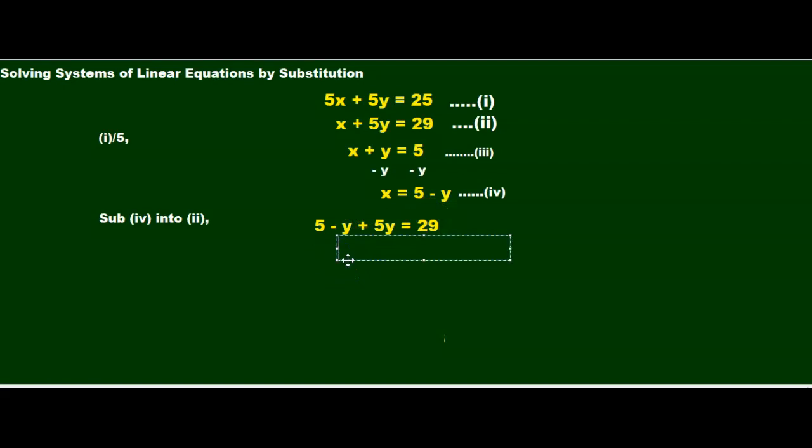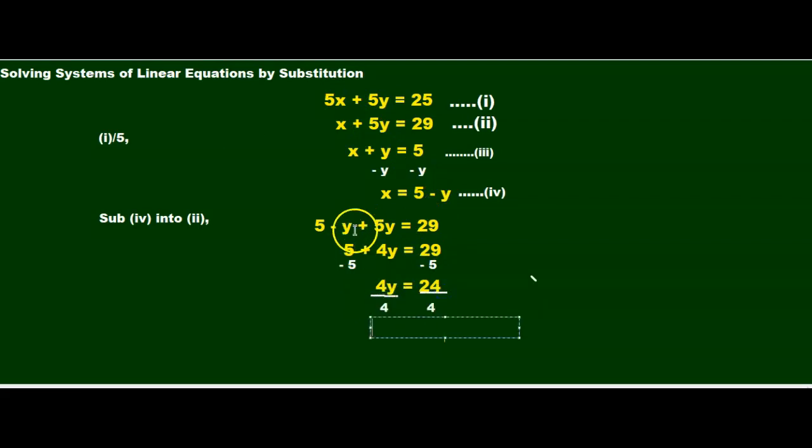So I'm left with 5y minus y gives me 4y equals 29. I want to get rid of everything around my y, so I'm going to subtract 5 on both sides. And that leaves me with 4y equals 24. And we're going to divide both sides by 4, which leaves me with y equals 6.